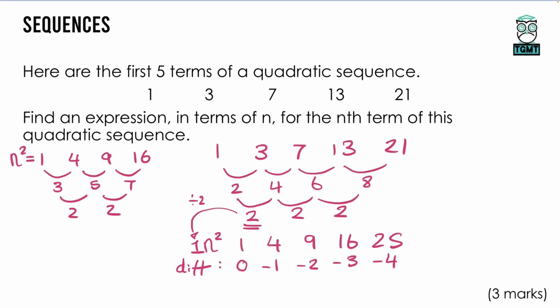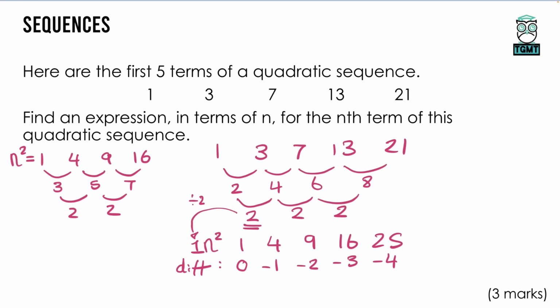Now ideally, we want this difference to be a fixed number. If they were all minus 1 or all minus 2, we could finish this nth term off and just say n squared minus 1 or n squared minus 2. Unfortunately, we have got the hardest version here, and that's where we now need to find the nth term of this sequence here.